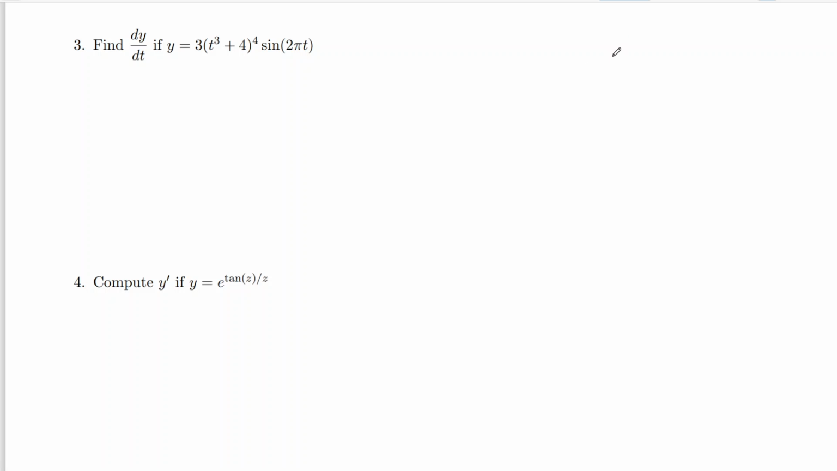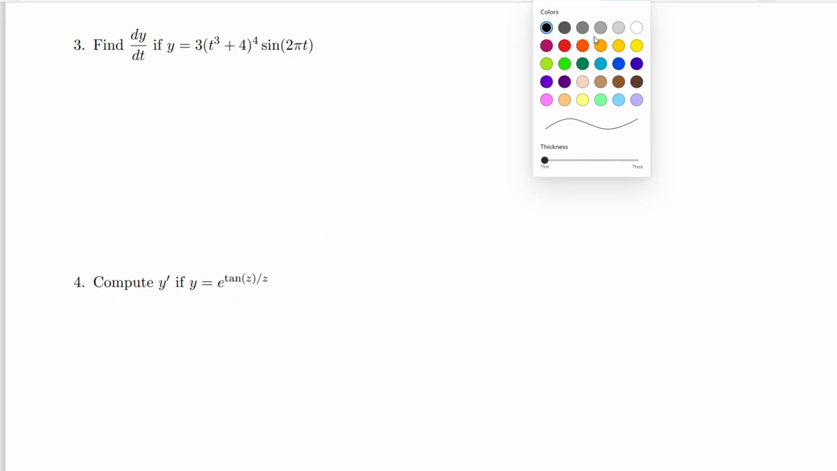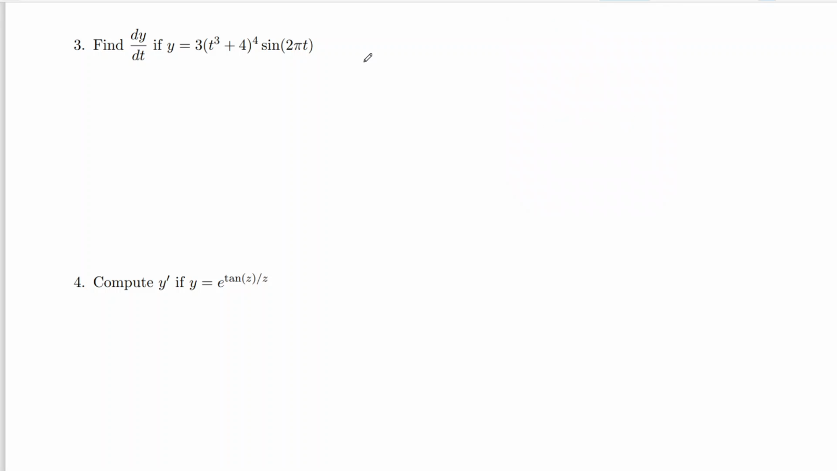But what I can't do is disregard what I need to do first. And the first thing I need to do is the product rule. Why? No matter what is really going on in the function, we're having a product here. We're multiplying this first thing, 3 times t cubed plus 4 to the 4th power, and it's multiplying the second thing, sine of 2 pi t. Okay, so we have to use the product rule.